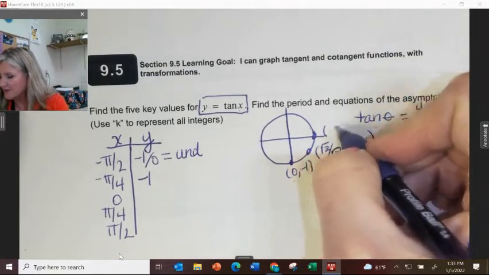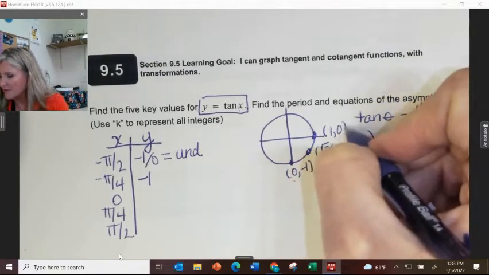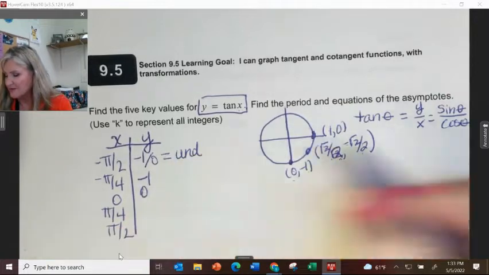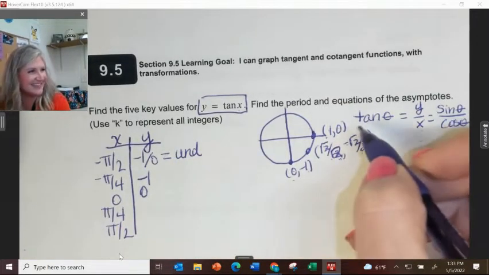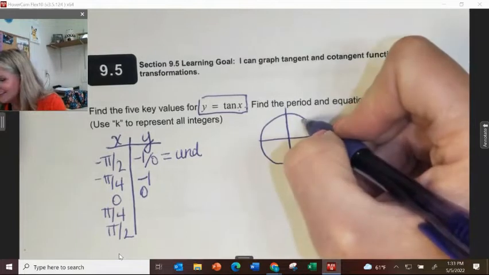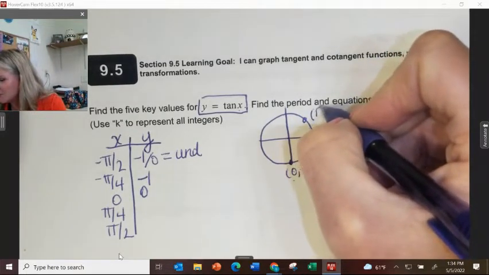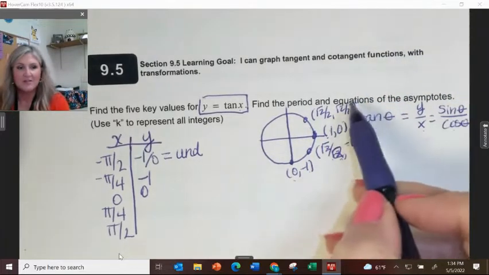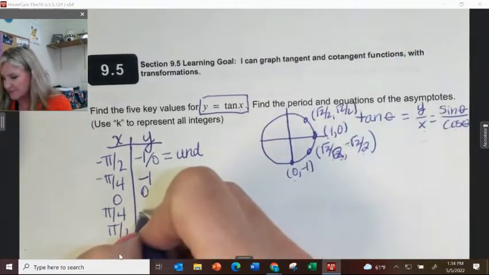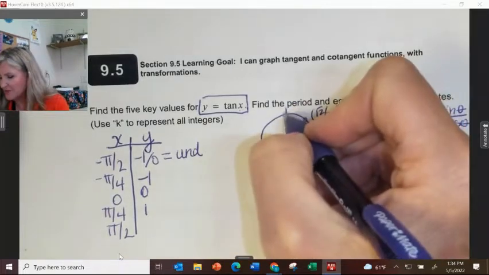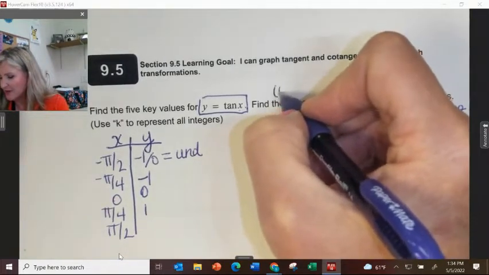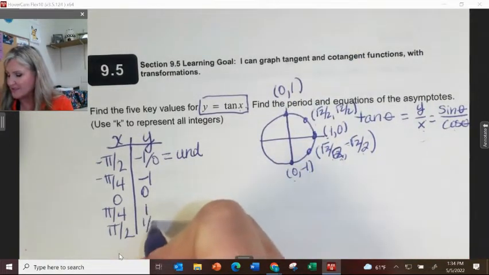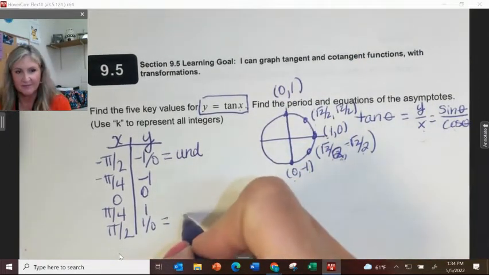Okay, next we're going to go to 0. What's the point at 0? So what would y divided by x be? 0 divided by 1 is 0. Pi over 4, this point is going to be radical 2 over 2, radical 2 over 2. So if we do y over x, what is it? And then at pi over 2, this is going to be the point 0, 1. So this would be 1 divided by 0, and what's that going to be?